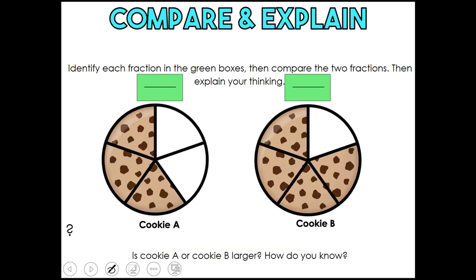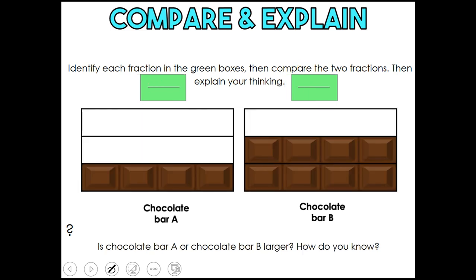Okay, let's try some cookies now. First, we see how many pieces we have all together. 1, 2, 3, 4, 5 on this one. 1, 2, 3, 4, 5 on this one. And then how many pieces of cookie do we have in cookie A? 3. And 1, 2, 3, 4 in cookie B. So what do we have now? Which cookie has more cookie? Which cookie would you want to eat? You can look at the pictures and you can already see that cookie B is bigger than cookie A. It's much bigger.